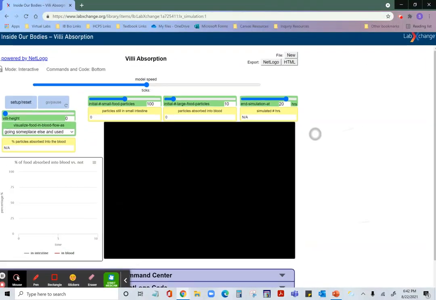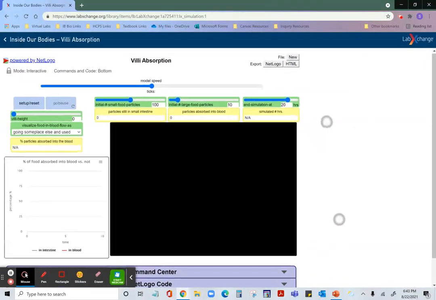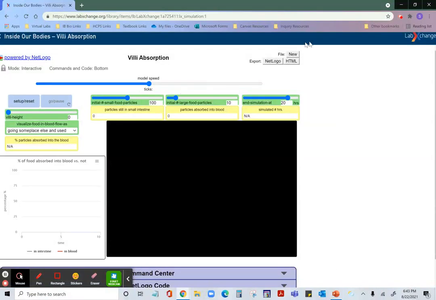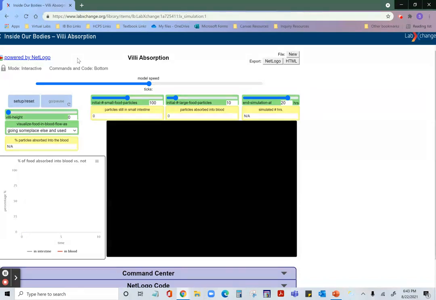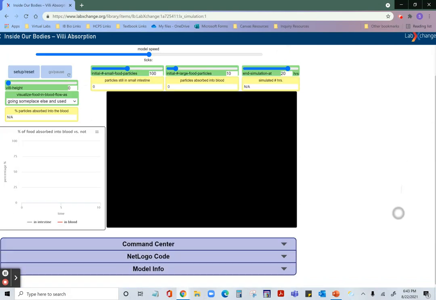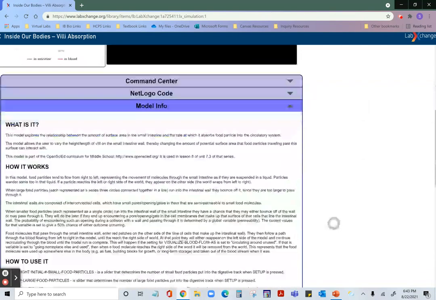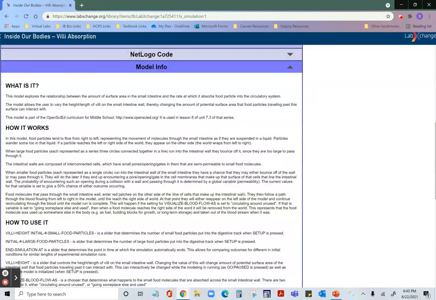So what I have here is a simulation, and this simulation helps us understand how villi increase absorption in the intestinal tract. So this is a model powered by NetLogo. I can send you the link if you want to play with it yourself. You're totally welcome to. Whenever you're using NetLogo models, it's always important to look down here for the model info, and it tells you how the model works.